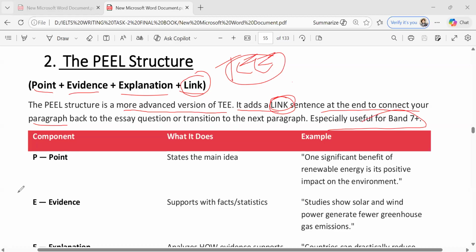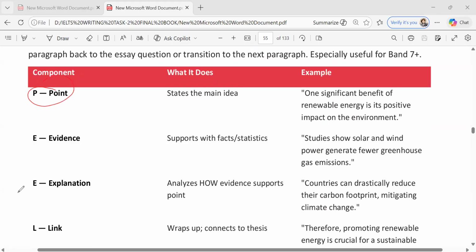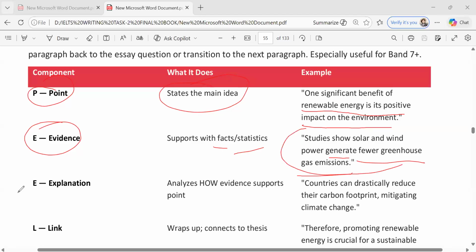So as I mentioned earlier, P means point. If you want to write a paragraph about anything, you can mention, clearly state the main idea. One significant benefit of renewable energy is its positive impact on the environment. Then you may provide evidence. So providing evidence means what? You may talk about the facts or statistics. A study shows solar and wind power generate fewer greenhouse gas emissions. So this is how you have provided the facts.